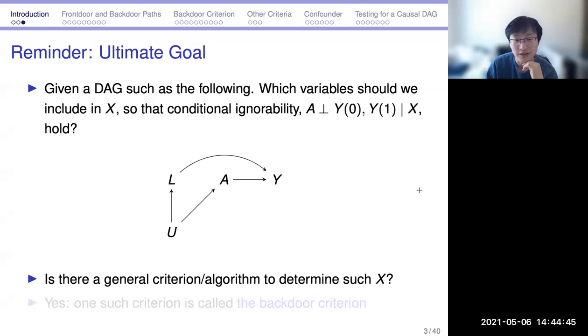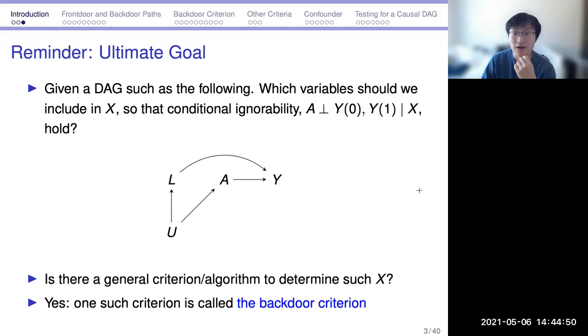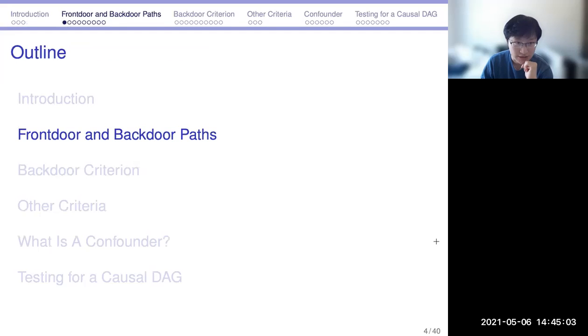So, is there a way to do this? The answer is yes, and there are multiple ways to do this. We will mainly focus on one such criterion, and this is called the backdoor criterion. So we'll see what it is. In order to introduce the criterion, we'll first know what is a backdoor path, right? And we'll also look at front door paths, because these are also important concepts in terms of causal DAGs.